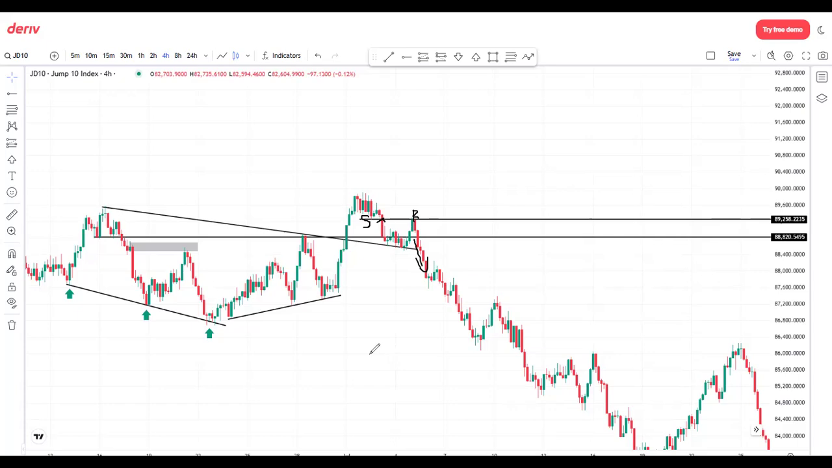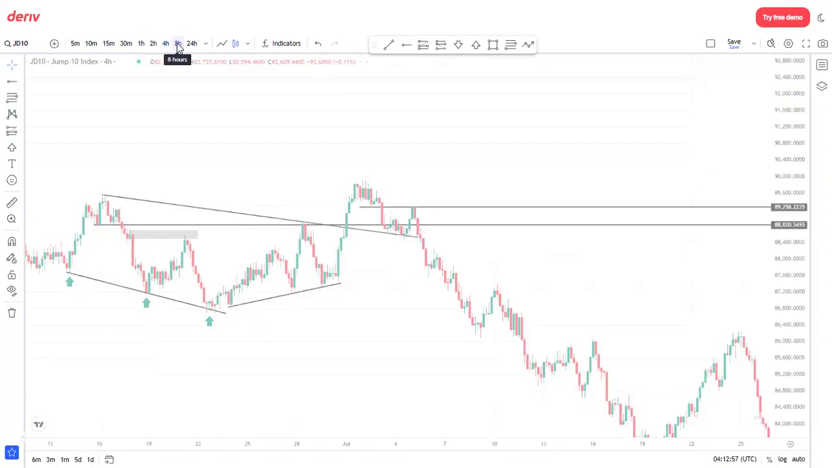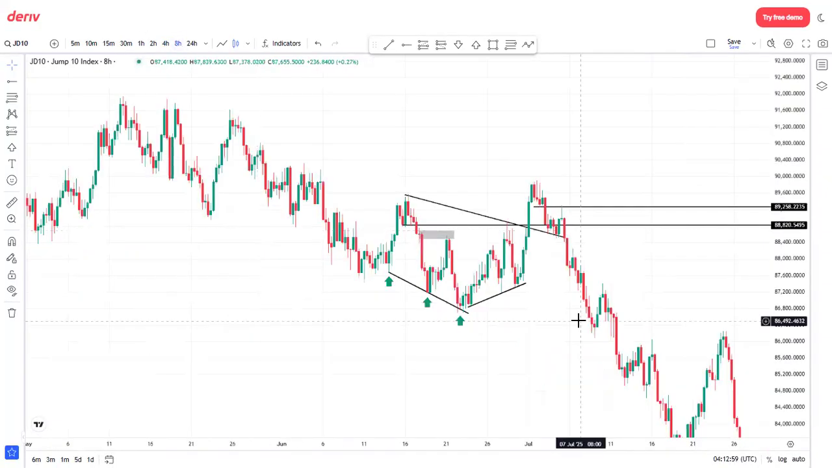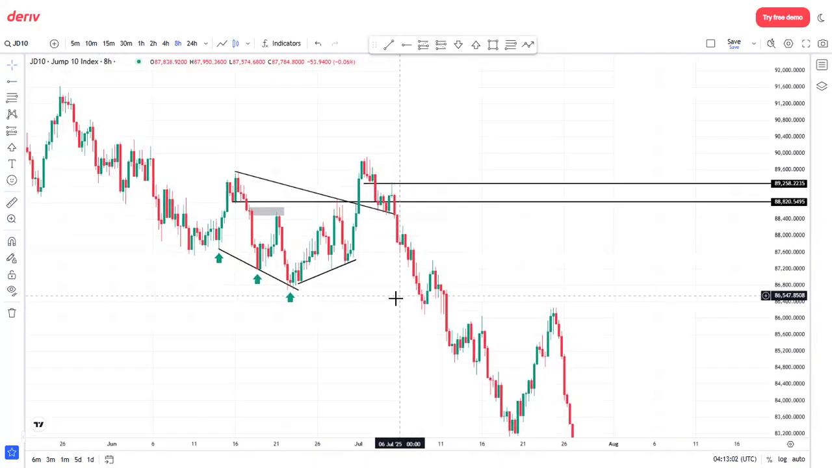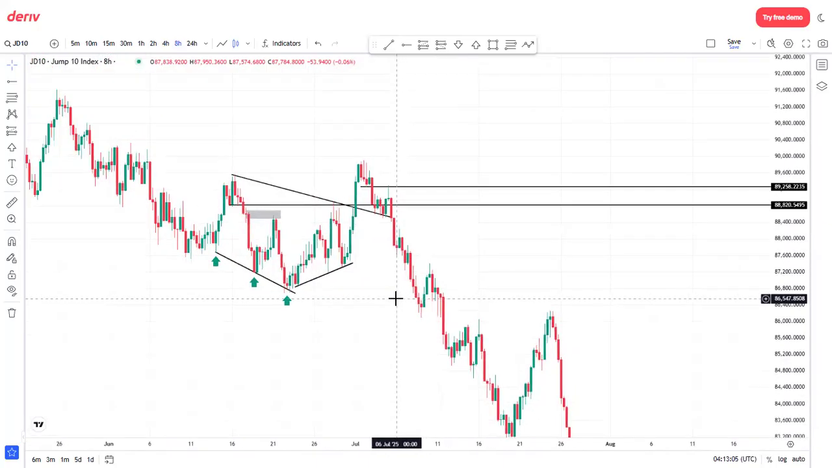What I want us to do from here is go to a higher time frame. I'm on the 4-hour chart here. I will move to the 8-hour chart and then we focus on the 8-hour chart. If you look closer here, those who don't have much experience with continuation patterns, this is the 8-hour chart.